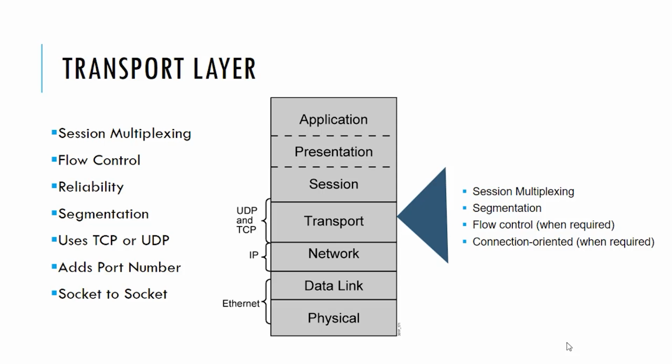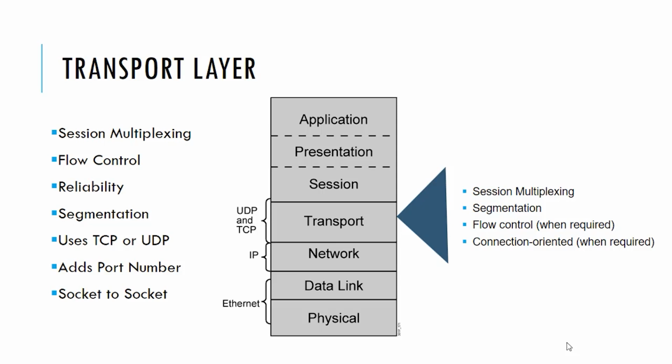The transport layer is responsible for session multiplexing. Multiplexing means that several inputs lead to only one output. This is the responsibility of the transport layer, to let every service at the source talk specifically to the corresponding service at the destination side. It's responsible for flow control if needed. It's responsible for adjusting the flow of the data according to the slowest side, either the sender or the receiver. It lets the faster side slow down to be suitable for the slower side.